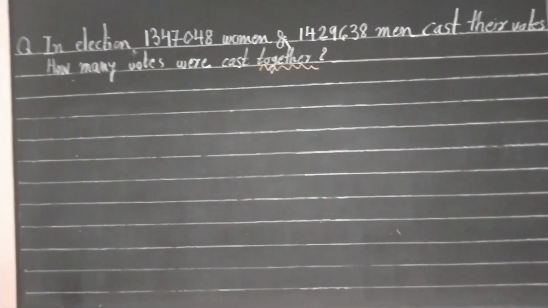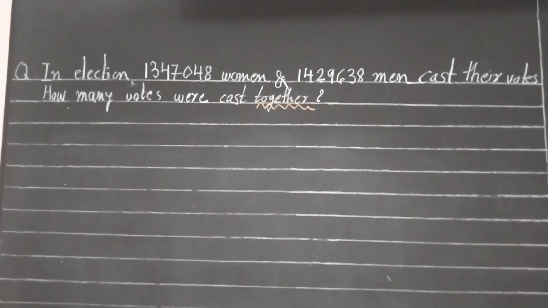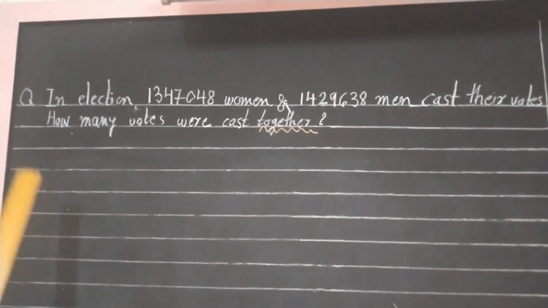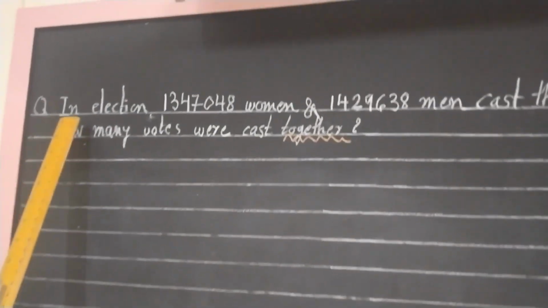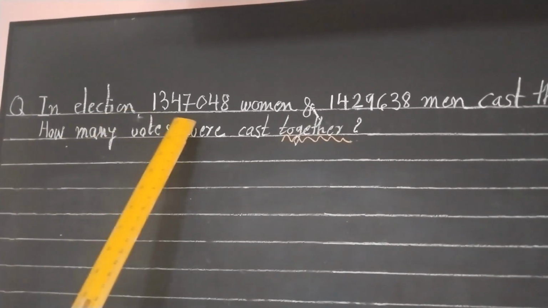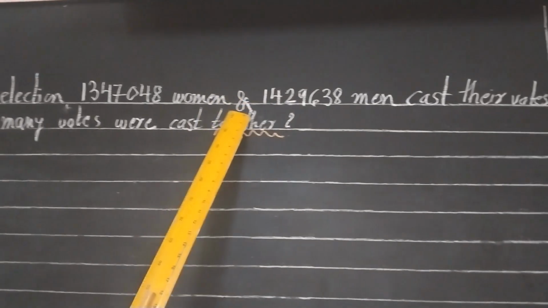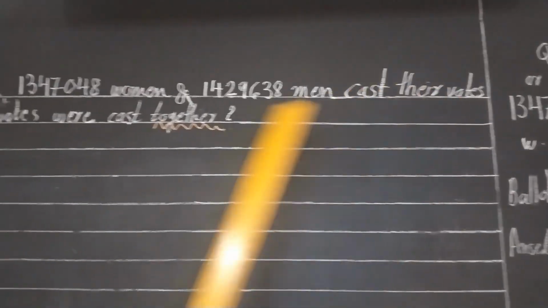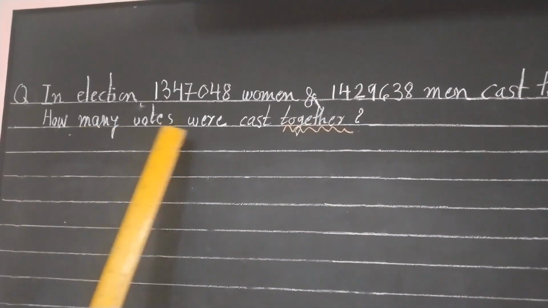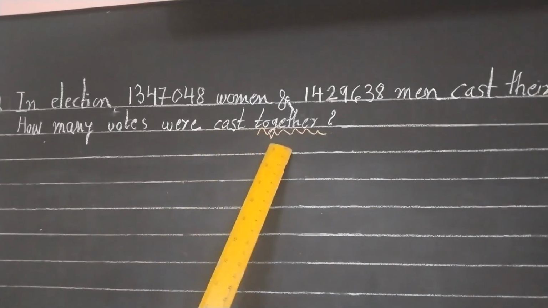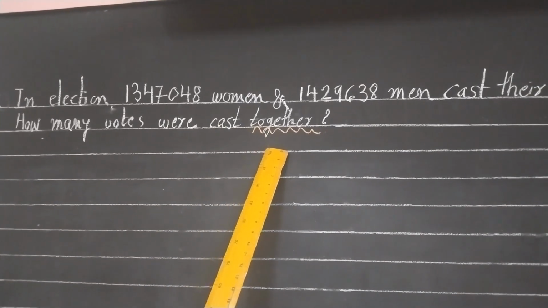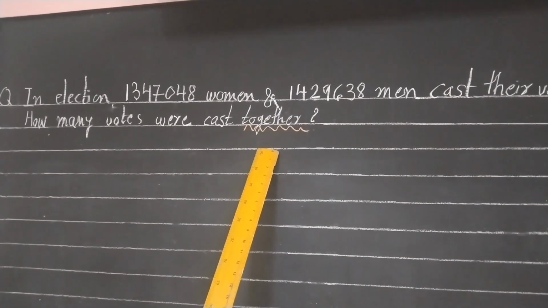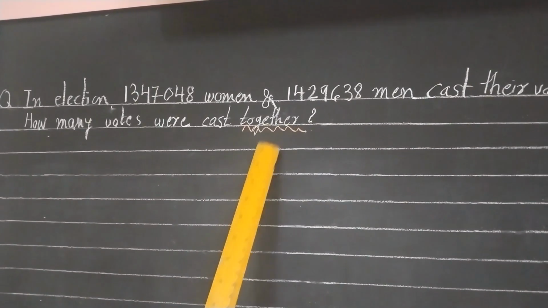Let us solve some word problems by using our common sense and imagination. The question given is, in an election, so many women and so many men cast their votes. How many votes were cast together? Now the minute you read this question, you should start imagining what is happening in the voting process.